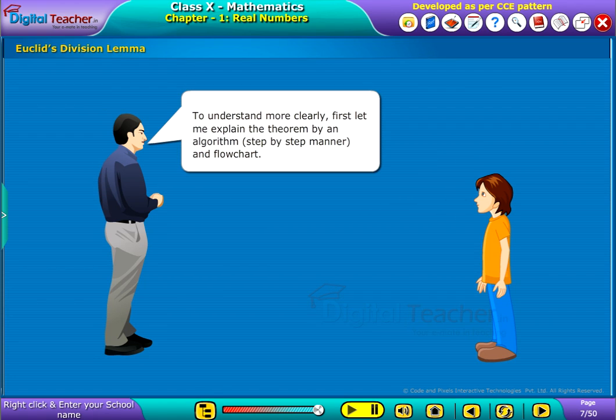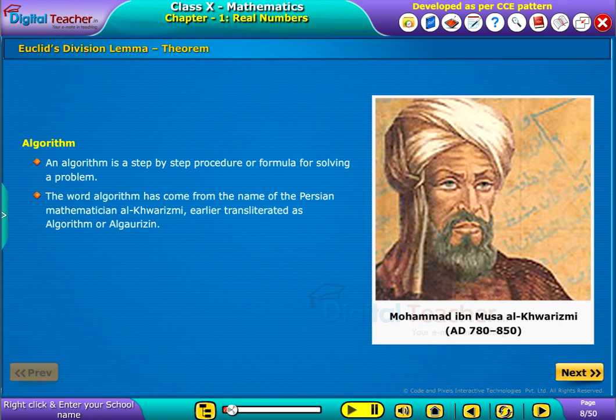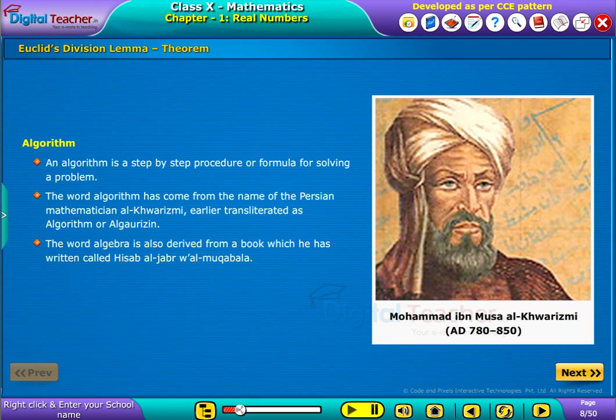To understand more clearly, first let me explain the theorem by an algorithm, in a step-by-step manner, and a flowchart. Algorithm: an algorithm is a step-by-step procedure or formula for solving a problem. The word algorithm has come from the name of the Persian mathematician Al-Khwarizmi, earlier transliterated as Algoritmi. The word algebra is also derived from a book which he wrote called Hisab al-Jabr wal-Muqabala.